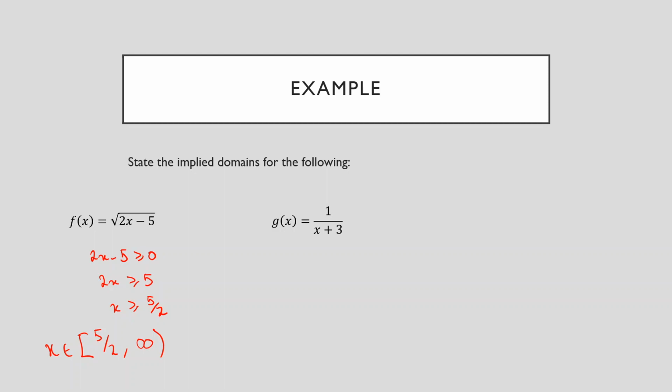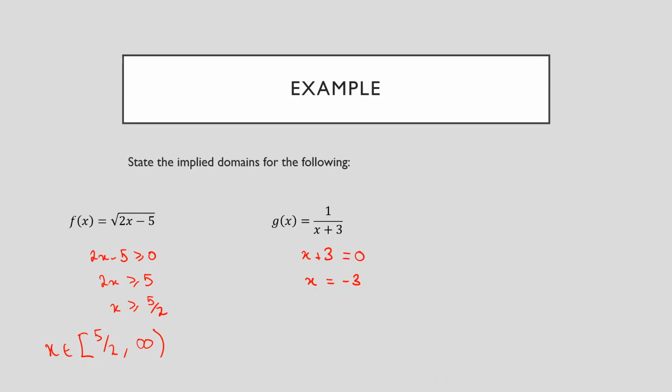If you can't see it straight away, let's make the denominator 0 by doing x plus 3 equals 0, and then solving for x to figure out what value of x would make it 0. So if I just solve this little equation, I get x equals negative 3. If I put x equals negative 3 into here, I'll get 1 over 0. That's not allowed. But any other value of x will work just fine.